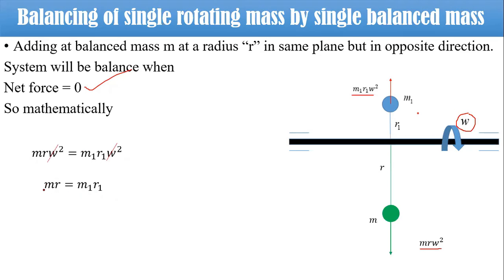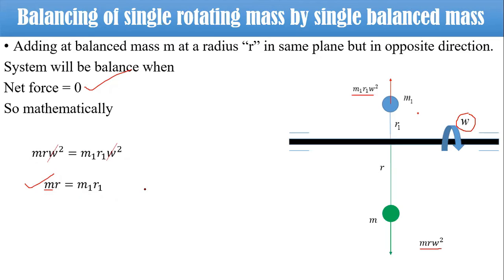So we can find the balance mass for different values of the balance radius, or we can find the radius of the balance mass for different values of balance mass. Here we can find the balancing mass.